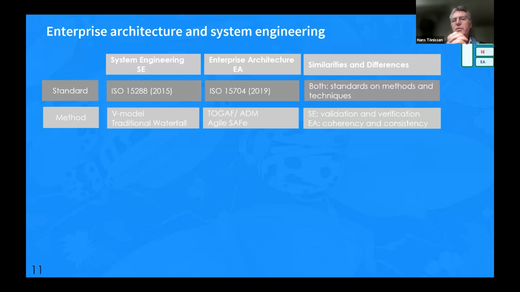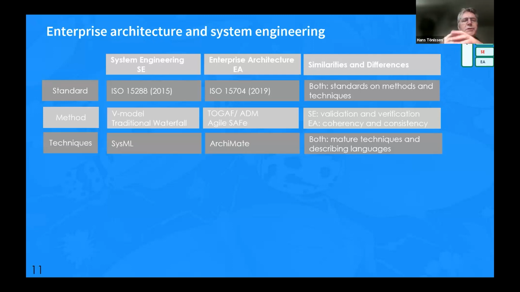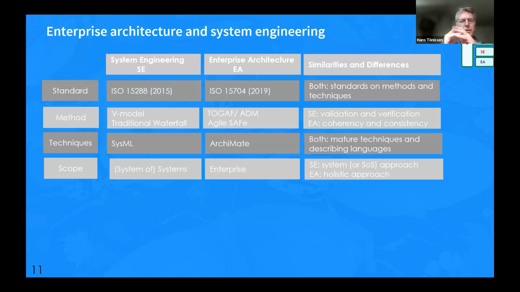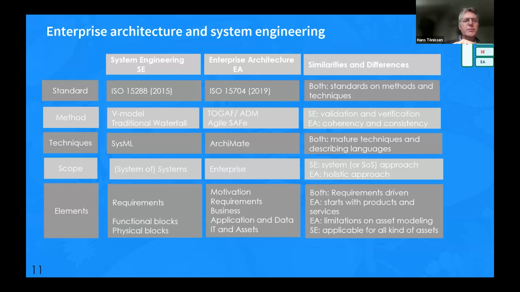System engineering is a lot about validation and verification, and enterprise architecture is more about coherency and consistency of all the models. Techniques, UML and ArchiMate, I already mentioned them. They're both major techniques in describing languages. The scope of system engineering is system of systems, and the scope of enterprise architecture is the whole enterprise, the holistic approach, and requirements are very important in system engineering, but also in enterprise engineering.